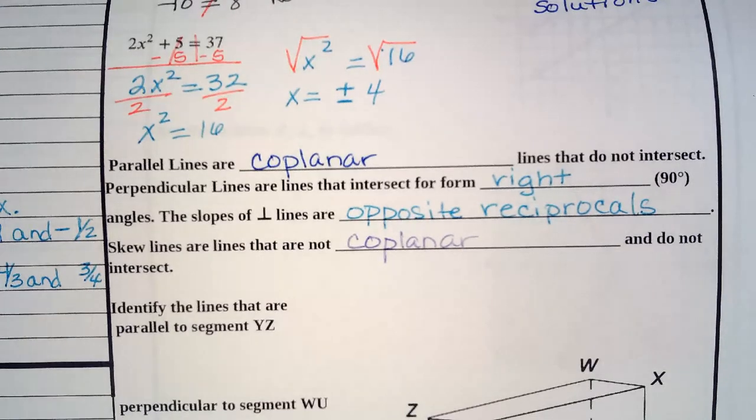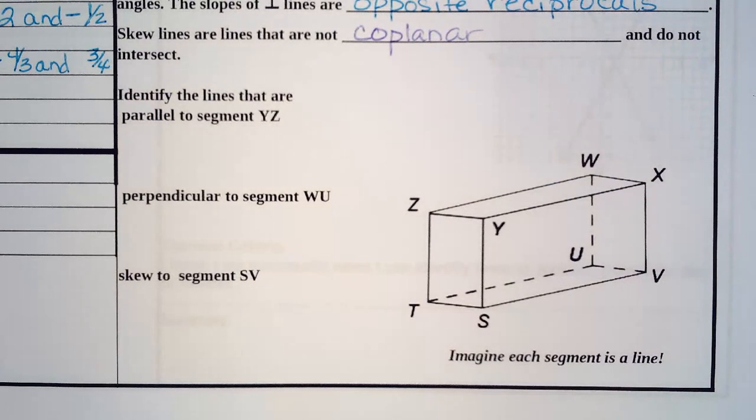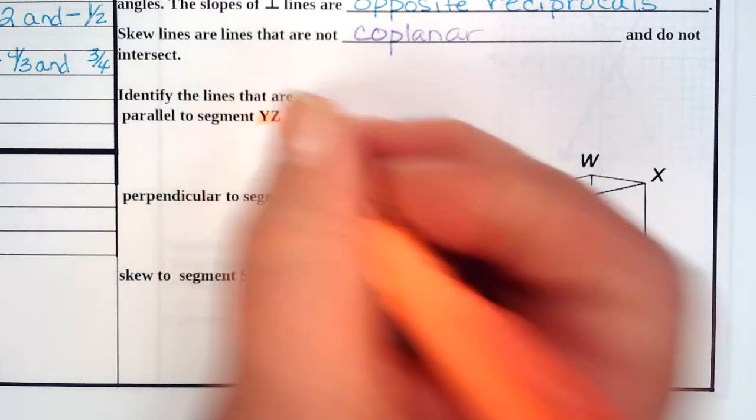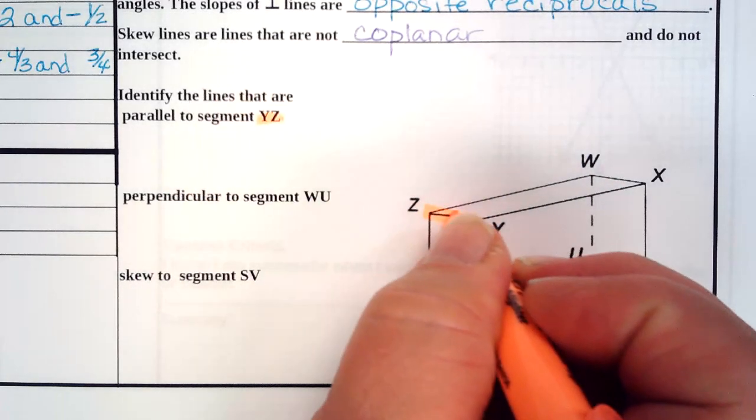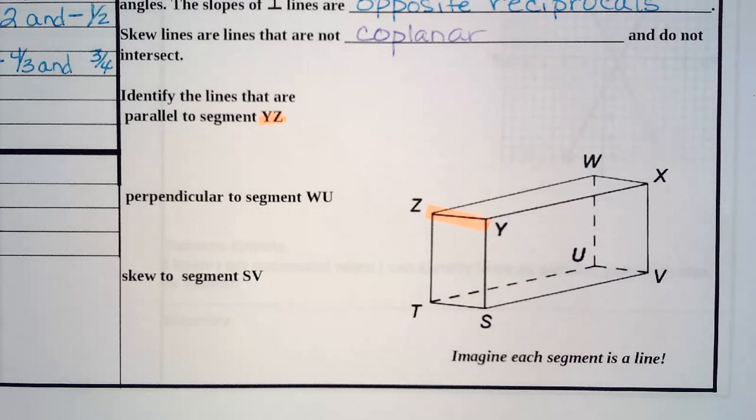So we're looking at a box. We're going to identify 3 things. We need lines that are parallel to segment YZ. Here is YZ. What would be parallel? Well, if you said WX, you would be right.